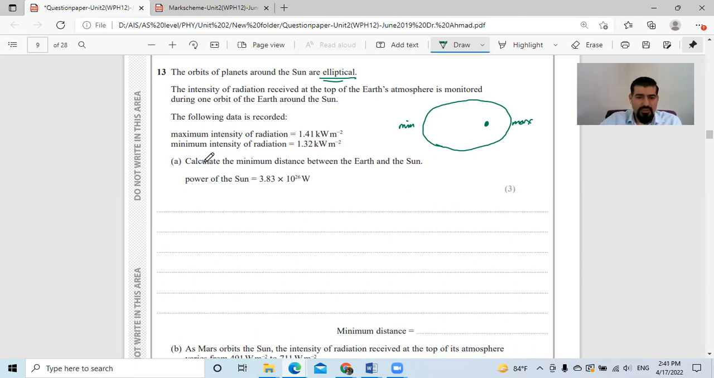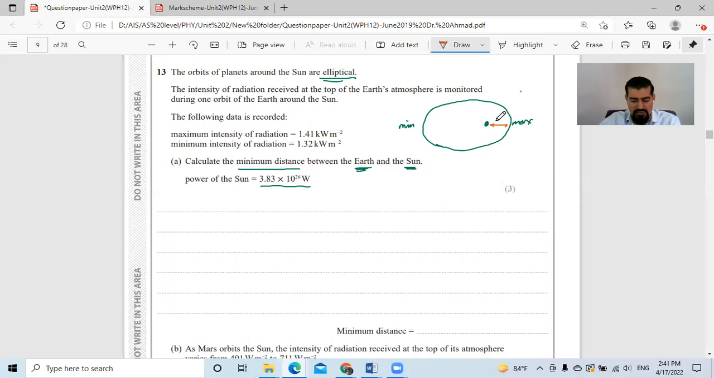Part A, what they ask: calculate the minimum distance between the Earth and the Sun. The power of the Sun, they give us how much the power is. Now, they ask about the minimum distance, the distance from here to here when the intensity is at its maximum.